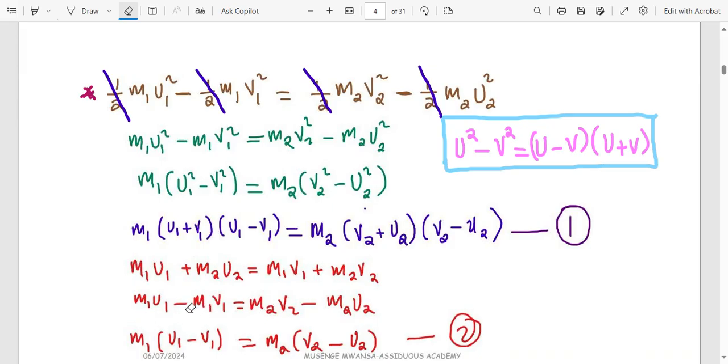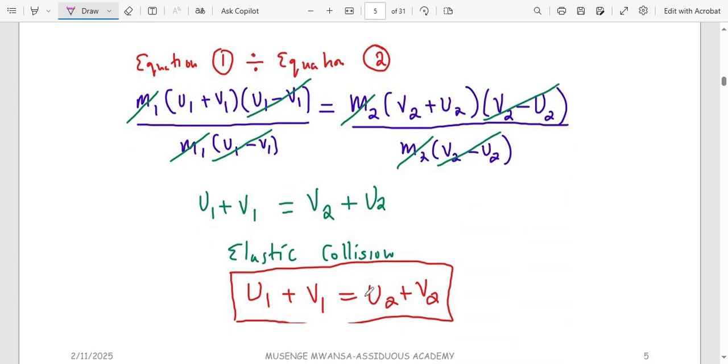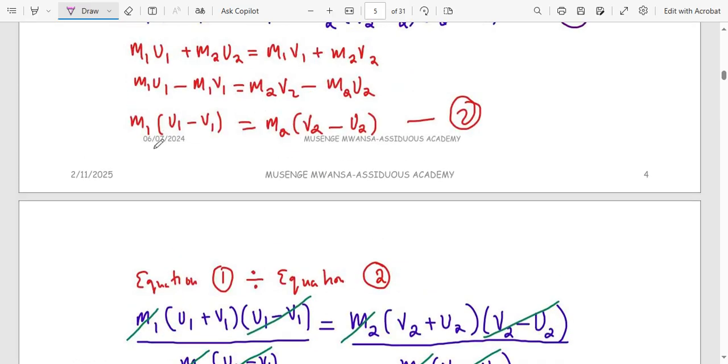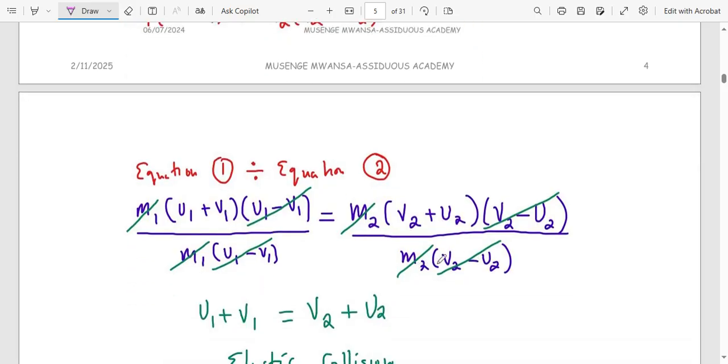Excellent. So this is the second equation, equation 2. Now what we'll do is take equation 1 and divide it by equation 2. So we'll say 1 over 2. Equation 1 was m1 (u1 plus v1) and then (u1 minus v1) is equal to m2 (v2 plus u2) times (v2 minus u2). I've just copied equation 1 on top, and I've also copied equation 2, which is m1 (u1 minus v1) is equal to m2 (v2 minus u2).